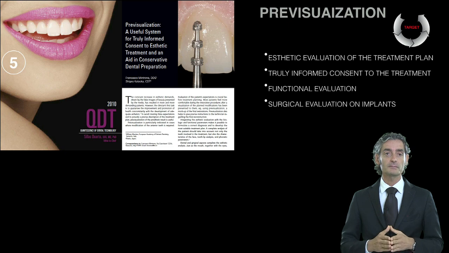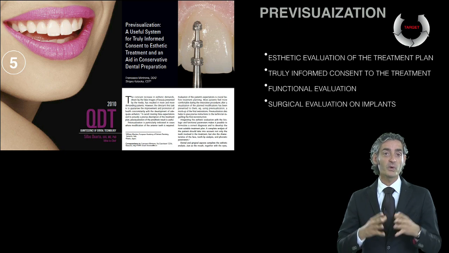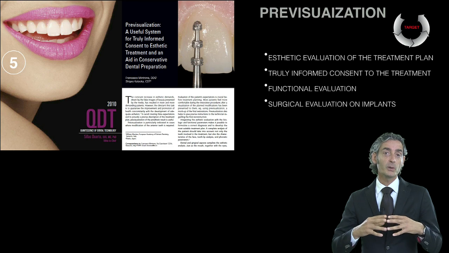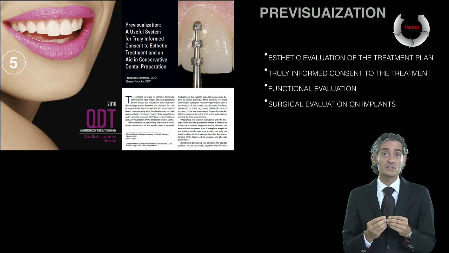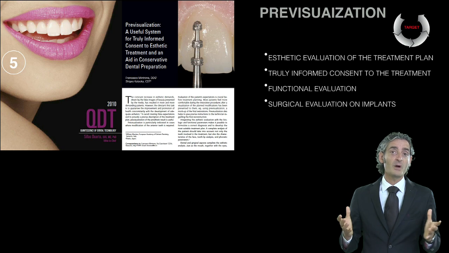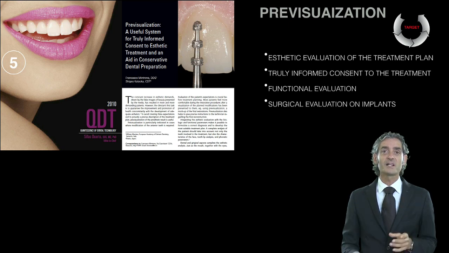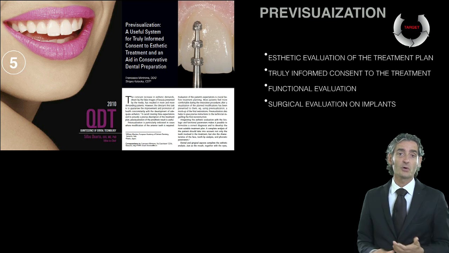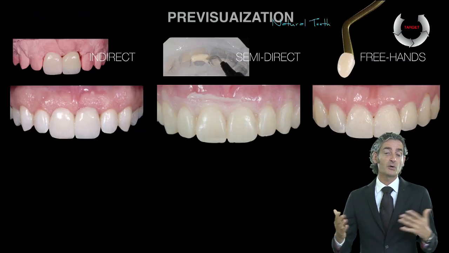So for us, for example, with the pre-visualization, we can check with the patient if he agrees with this kind of aesthetic. If the patient doesn't agree with the length of our central incisor, we have to understand what to do. And then when we have clear idea of what we want to do, we can go forward. And so what kind of pre-visualization we have? We have different on the natural teeth.